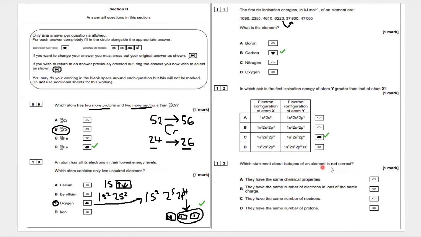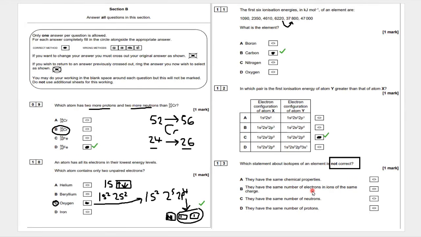Which statement about isotopes of an element is not correct? So this is key. A lot of people mess up the multiple choice and stuff like this. So you definitely want to be highlighting things. We're looking for the answer that's not correct. So they've got the same chemical properties, isotopes of an element. Yeah, there's no reason why they wouldn't. They have the same electrons in the outer shell. So A is a correct statement and not our answer.